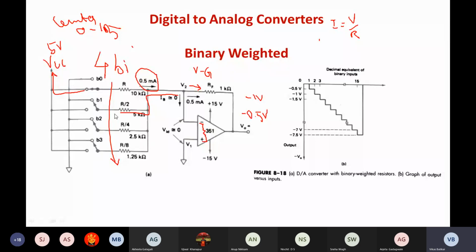So that way current will be generated over here, and that current will be converted into the voltage over here. Depending on whether switches B0 to B3 are open or closed, binary weighted currents will be set up in the input resistors. The sum of these currents is equal to the current through RF, which in turn is converted into output voltage. So when all the switches are closed, obviously the output will be maximum.